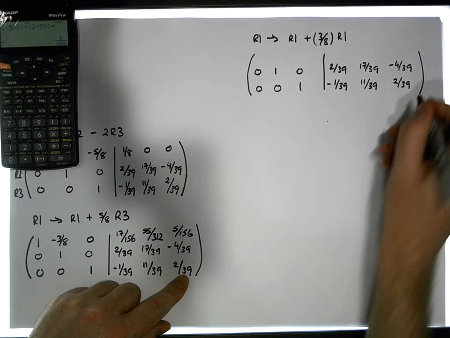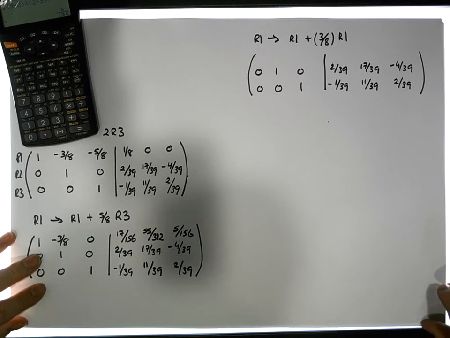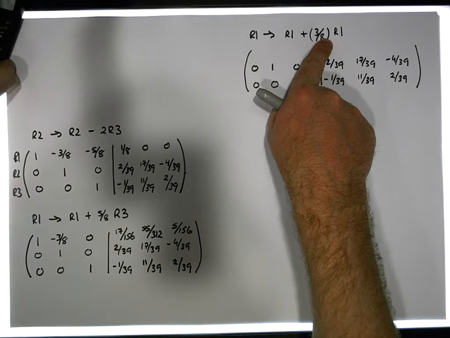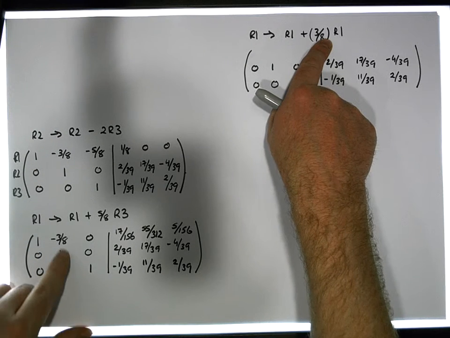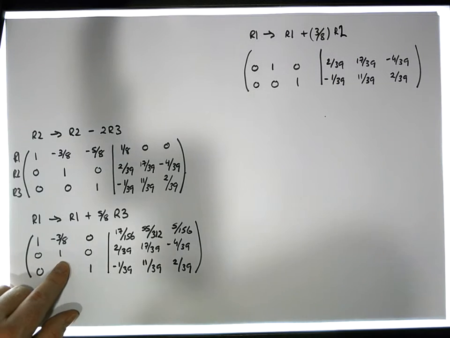So what I need to do now is this: I need to add on... Whoops. Let me just move that. Okay. I need to add on to row 1 3/8 of... Oh, sorry, 3/8 of row 2. That should have been row 2 here. Okay, 3/8 of row 2. Okay, so let's see what happens.